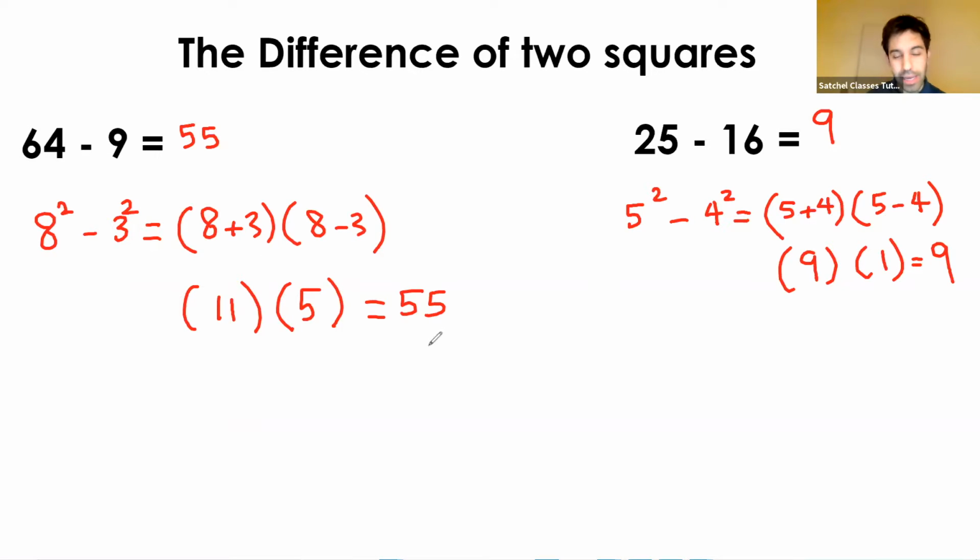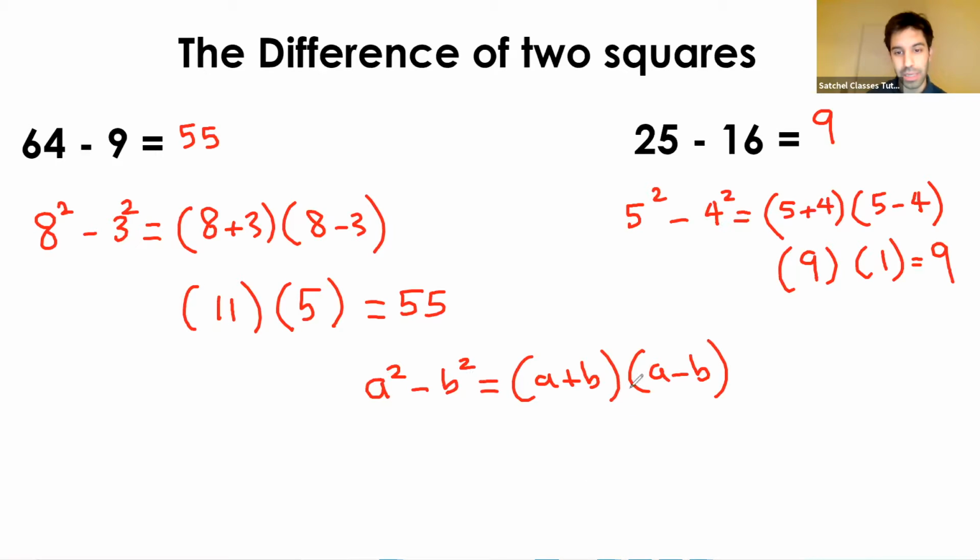Well, the pattern is if we had any number in the form of a squared minus b squared, we can rewrite this, or we can factorize this, as a plus b multiplied by a minus b. And this is the difference of two squares. And this works because if we were to work backwards, if we were to expand this expression, we would get this expression here. And I will just expand to show you how that will work. So I'm just going to rub this out.